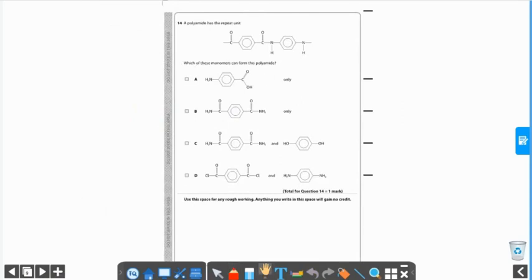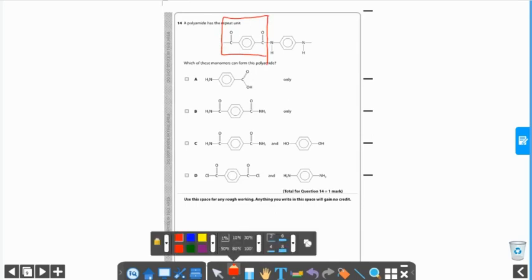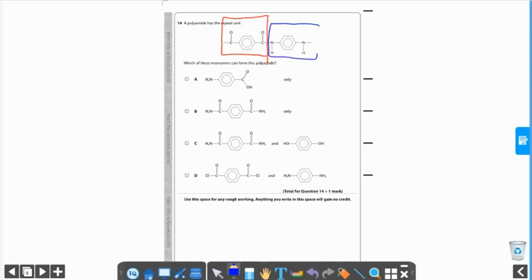A polyamide has a repeating unit given. Which of these monomers can form this polyamide? You need to have a dicarboxylic acid, or a diacid chloride is also fine, and a diamine. This is one of the monomers, and this is the other monomer. Right, diacid chloride, or you can even have a dicarboxylic acid. Then again, a straightforward question.